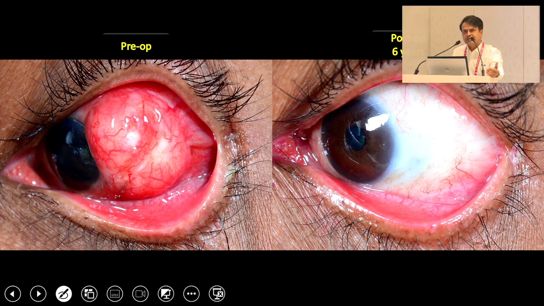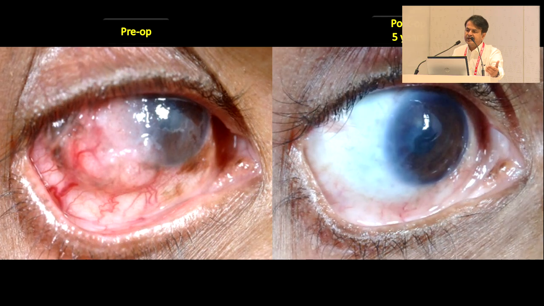You can see nice results, and the sclera is white, avascular, but tectonically very strong. It generally does not melt. Scleral melt is an extremely rare complication. Even after 5 years of follow-up, you find the sclera remaining the same.